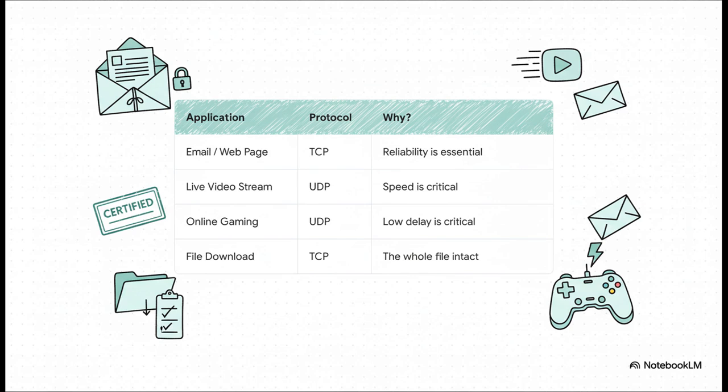For something like an email or a file download, you need every single bit. Missing one part could corrupt the whole thing. That's a job for TCP. But what about a live video stream or online gaming? Speed is everything. A single dropped pixel is a tiny glitch you won't even see, but you will notice your video buffering while it waits for a resent TCP packet. That's why video streams and online games, where every millisecond counts, almost always choose UDP's raw speed.